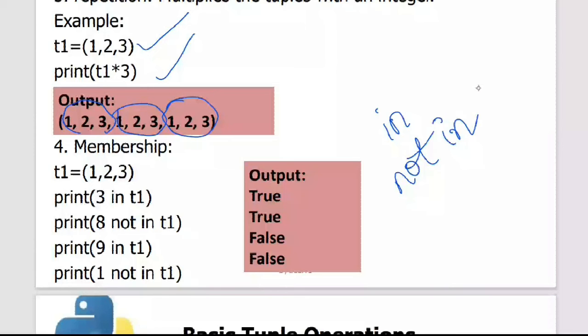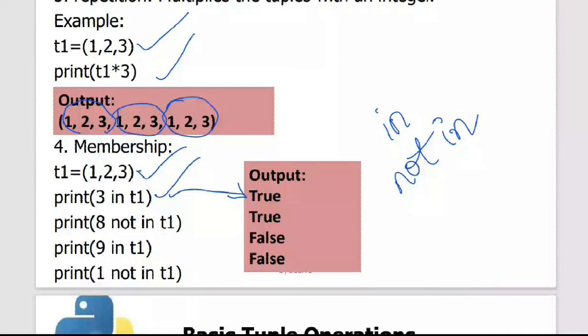Now T1 is equal to 1, 2, 3, and I'm checking whether 3 is in the list. I'm using the in operation. So 3 is in the list. What will it return? It will return true if the element is a member of the list. Now 8 not in the list. I used the not in over here. So this not in will return true if it is not there. 8 is not present, so it is returning a true for me over here.